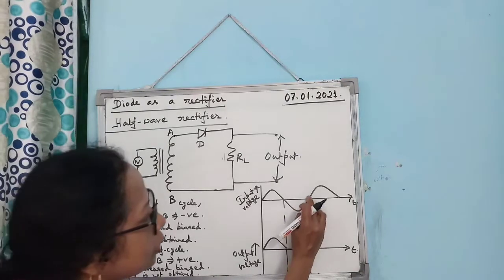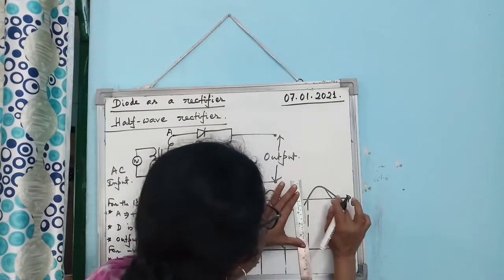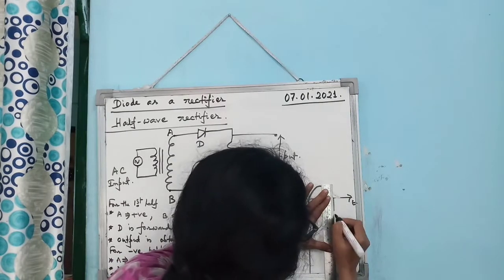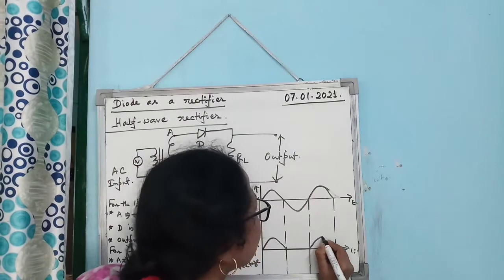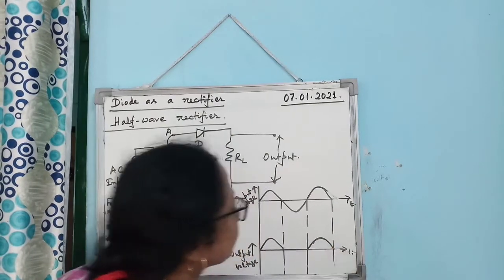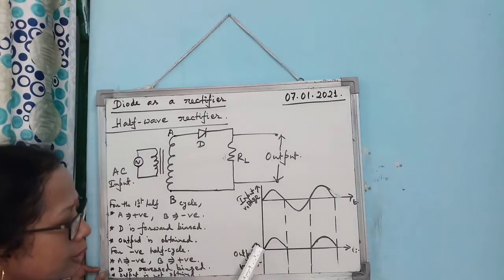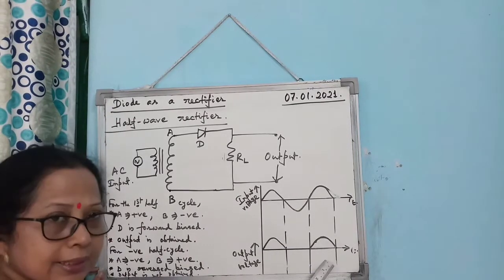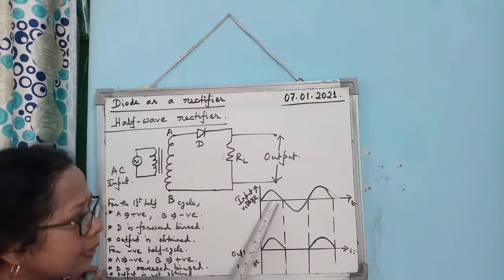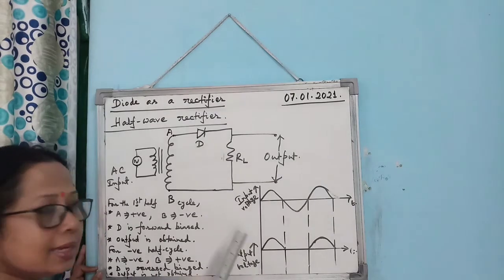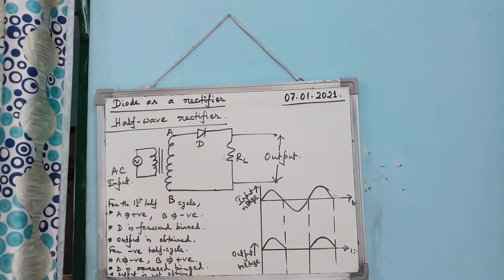Then again you come to this first half cycle, you will get an output of the same width. So again for the second half cycle, you will get an output. Is that clear? So look at the diagram, input and output. We are getting output in the same direction, but we are not getting it for the full cycle. We are getting it only for the half cycle. That's why this is known as the half wave rectifier.